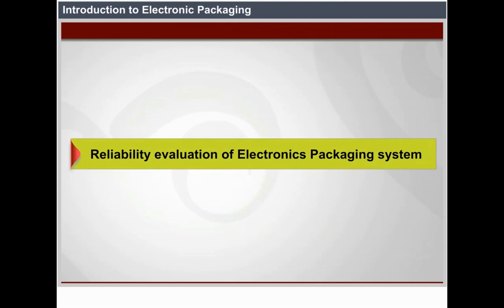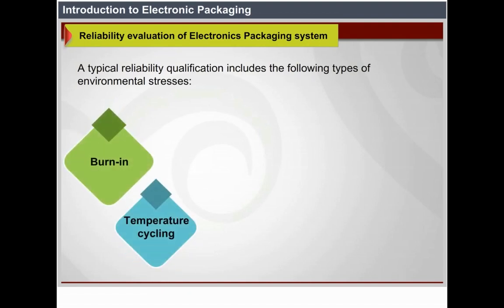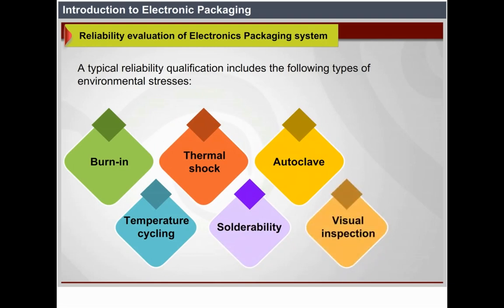Reliability evaluation of electronics packaging system. A typical reliability qualification includes the following types of environmental stresses: burn-in, temperature cycling, thermal shock, solderability, autoclave, visual inspection, hermeticity or moisture resistance.